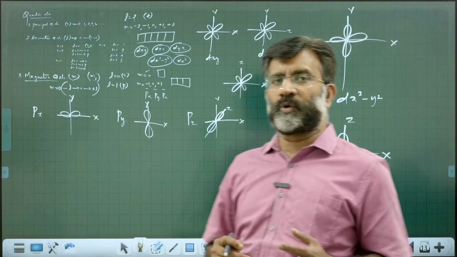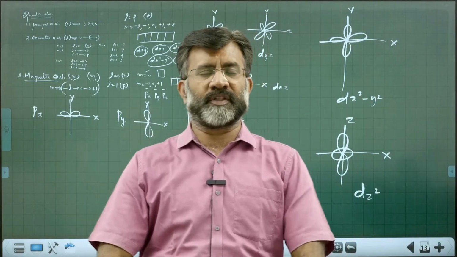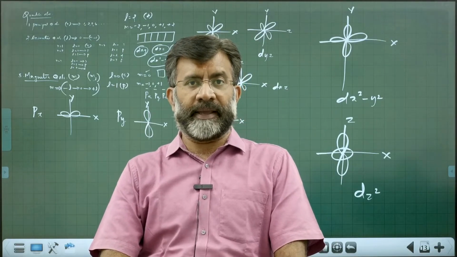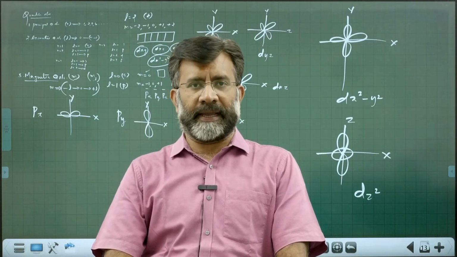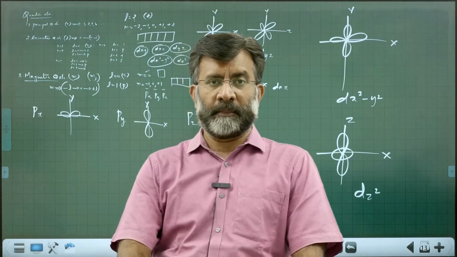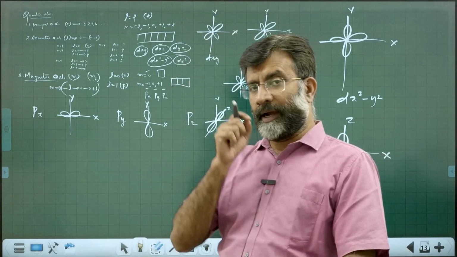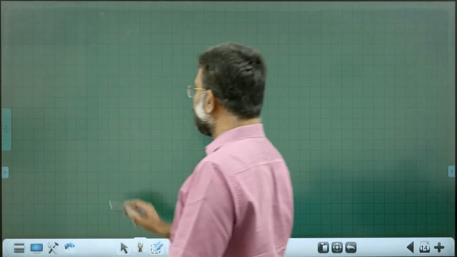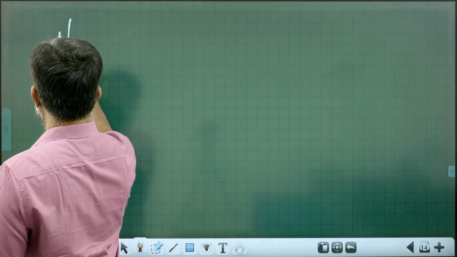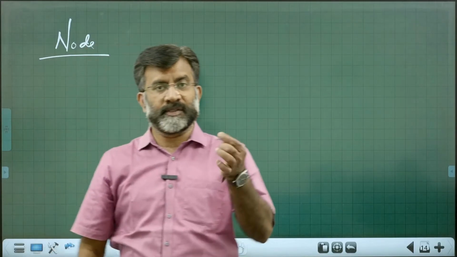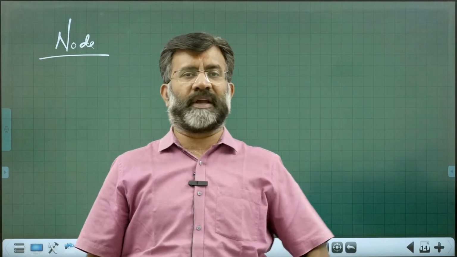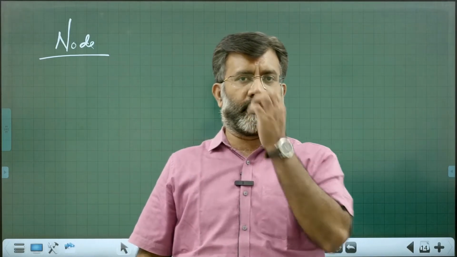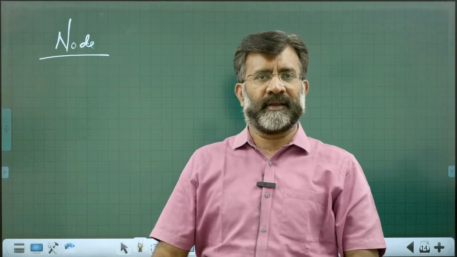So you have to go through all these boundary surface diagrams. They are called boundary surface diagrams, orbital diagrams. You must go through them. Parallelly, keep an eye on the topic node. What is node? Node is a region where there is zero probability to find the electron. That is node. How to find the node?